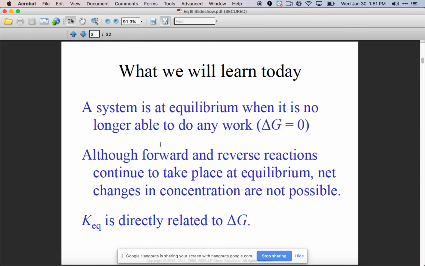Notice that if we are talking about equilibrium, delta G is going to be 0. I don't know if they're going to ask you a free response like this, asking what is delta G at equilibrium? You would have to tell them it is 0, therefore it does not do any work. They could potentially ask you a question like that.